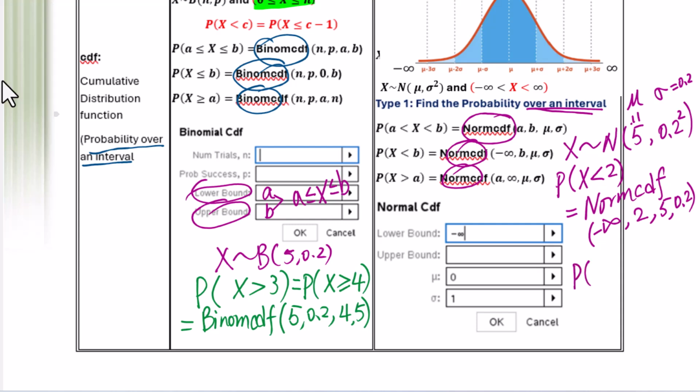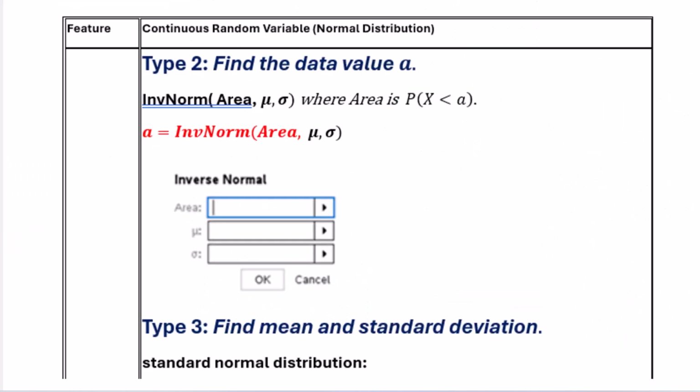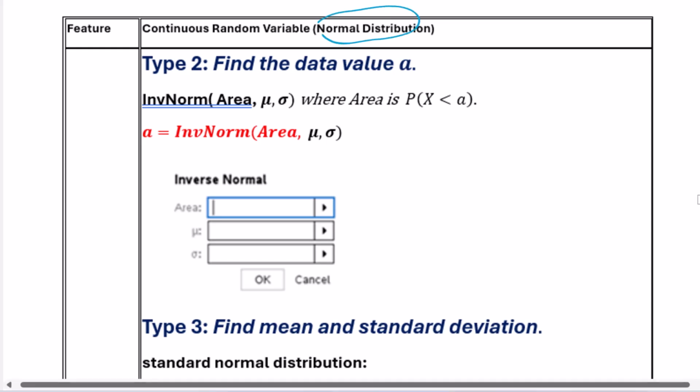For the probability of x greater than 3 equals norm CDF. 3 is the lower bound. Positive infinity is the upper bound. 5, 0.2. Type 2 question for normal distribution.